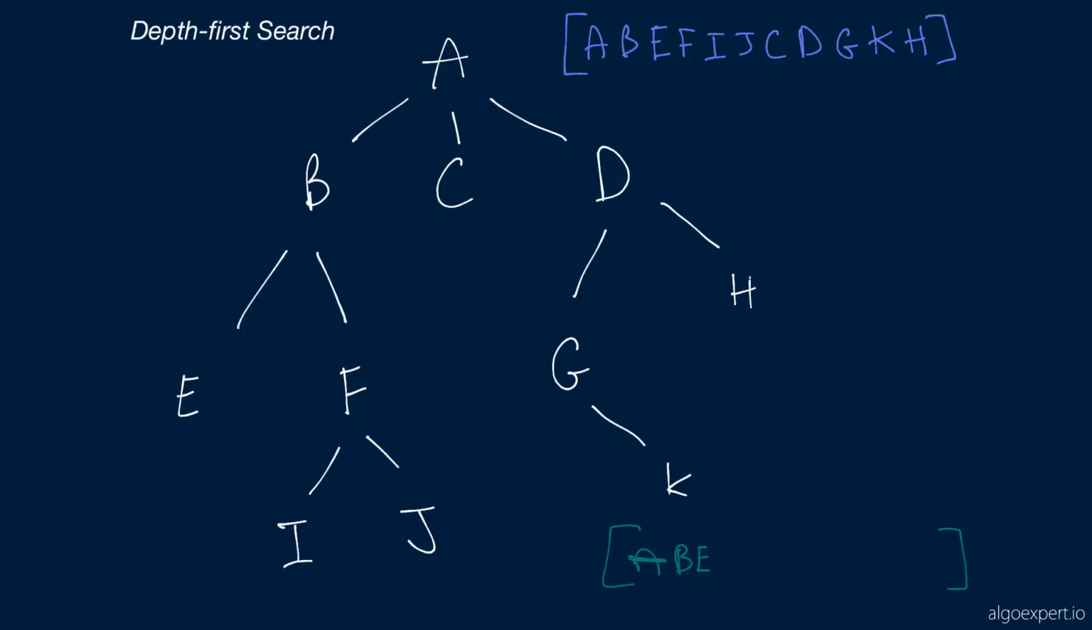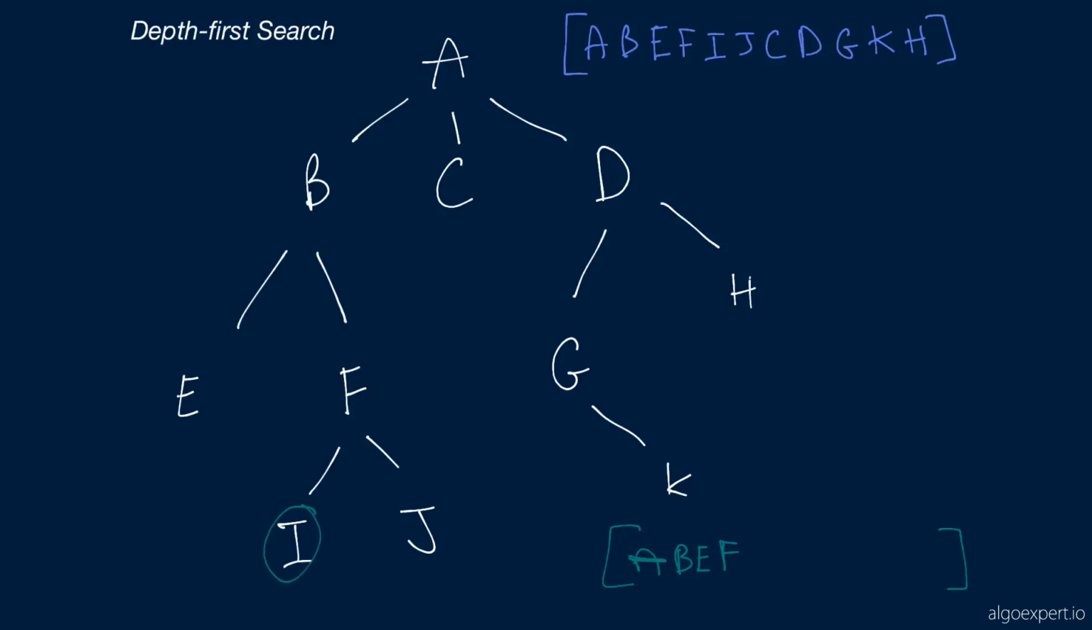So now we call depth-first search on the second child node of B, which is F. So we are here now. We can add F to the final array, and then we can call depth-first search on both of F's child nodes, I and J.